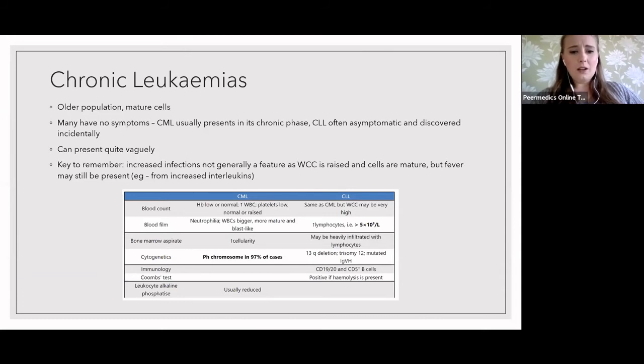Generally, the Philadelphia chromosome is key to CML, and you use a Coombs test in CLL because you get hemolysis with it for whatever reason. So those are the two main differentiators that I remember. Other than that, you can pause this and have a look at the table sometime, but I'll be going through it anyway.